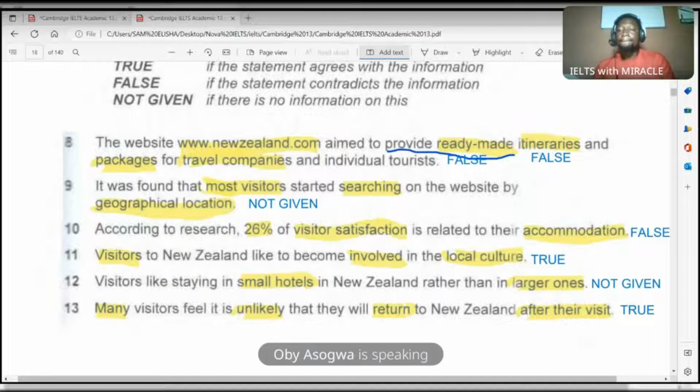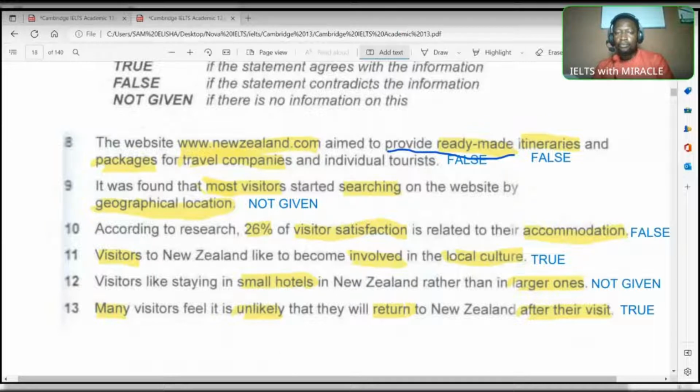Please, I want to know, can the answers to these questions be found in different paragraphs, or can they be found in a particular paragraph? Maybe if you see one from a particular paragraph, then the remaining ones can be found within that paragraph. Oh, very good question. Very pertinent question.